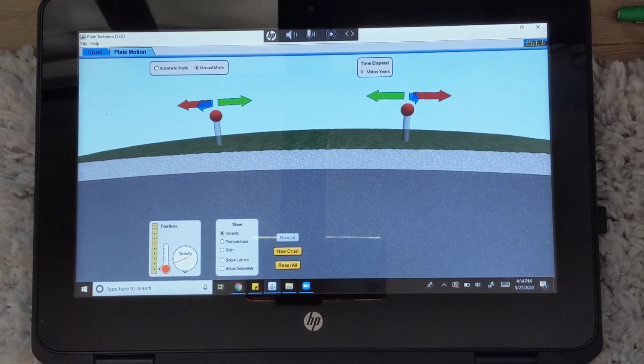Hi everybody! Today we're learning about plate tectonic boundaries and the land features that are formed.